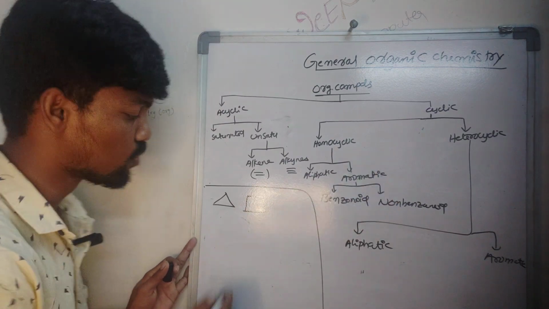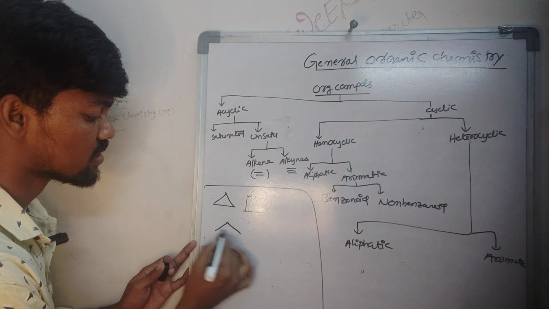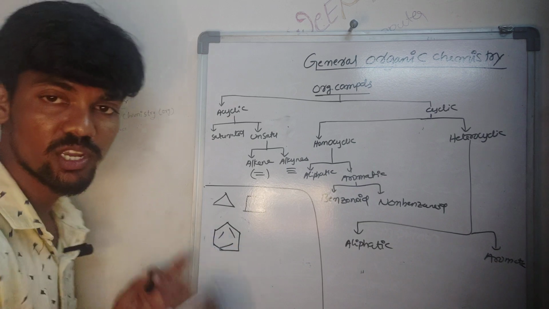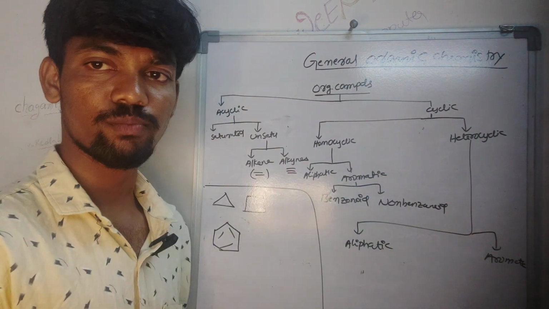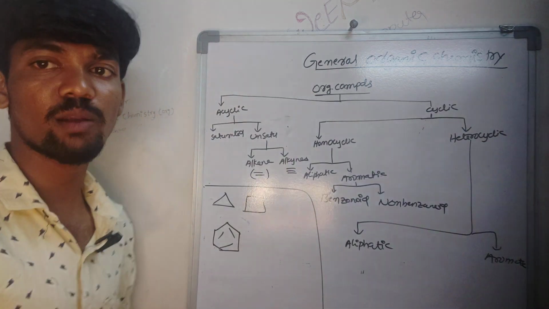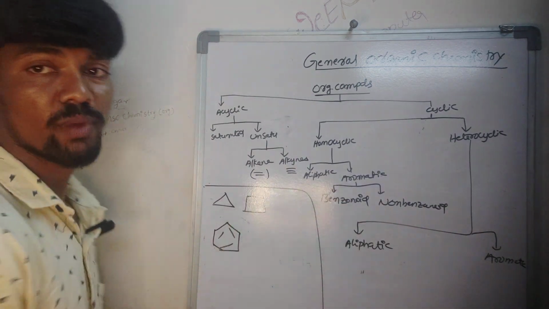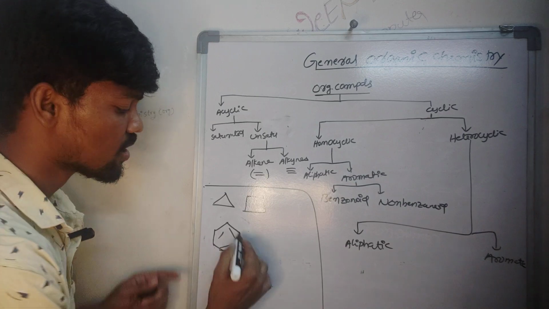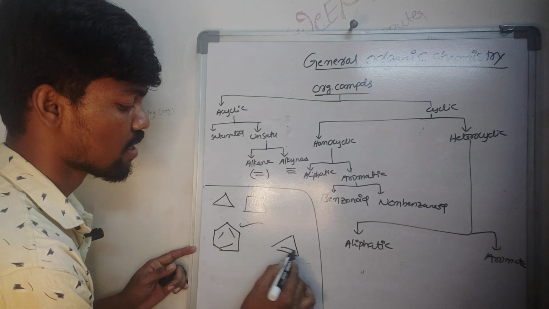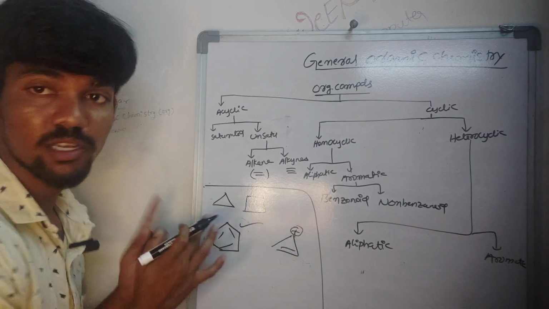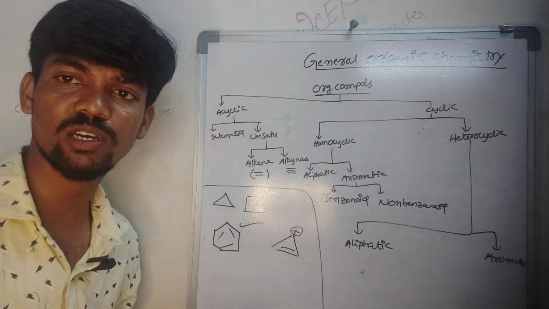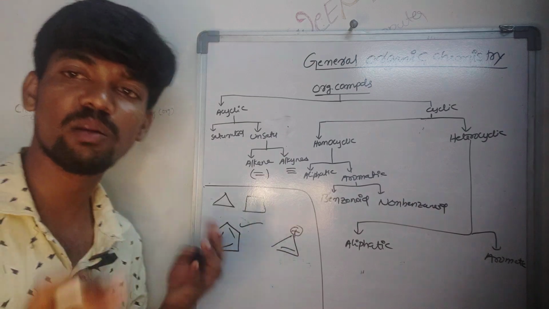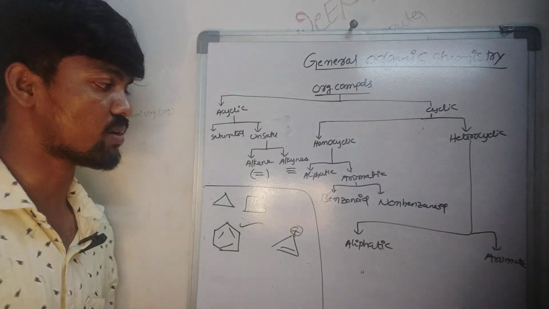Coming to aromatic compounds, benzene is an aromatic compound, conjugation is there. Aromatic compounds are two types: benzenoid and non-benzenoid. Benzenoid means a benzene structure should be there. Non-benzenoid means like this. Here we don't have conjugation, but here we have conjugation. So this is the non-benzenoid form, and this is the benzenoid form.